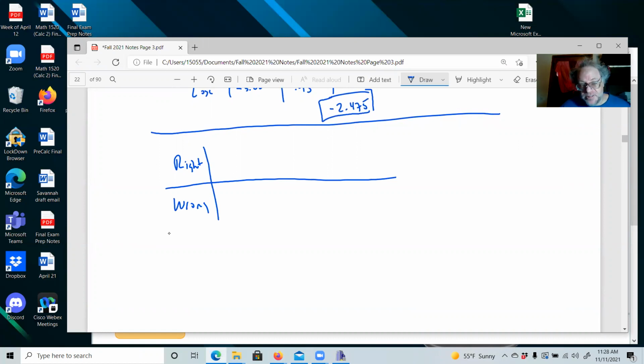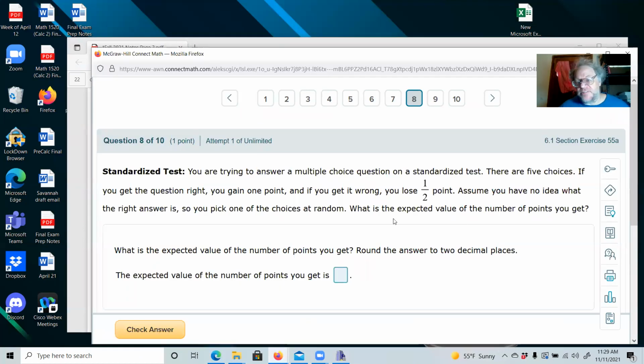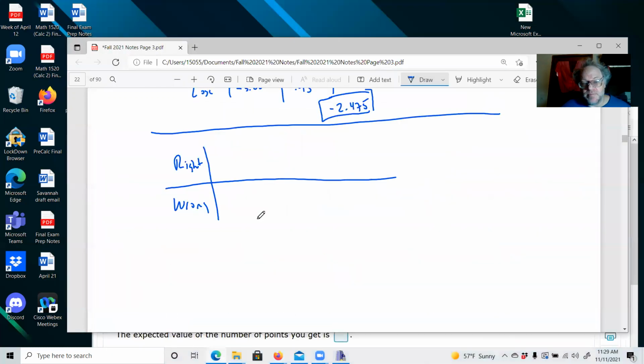That's not true in every test, but we're going to make the assumption that you're getting it wrong on this one. So you have to pick. Okay, so there are 5 choices. What's the probability we get a question right? This is 1 out of 5. Okay, here's our value, and here's our probability. So we get 1 out of 5, which is 0.2.